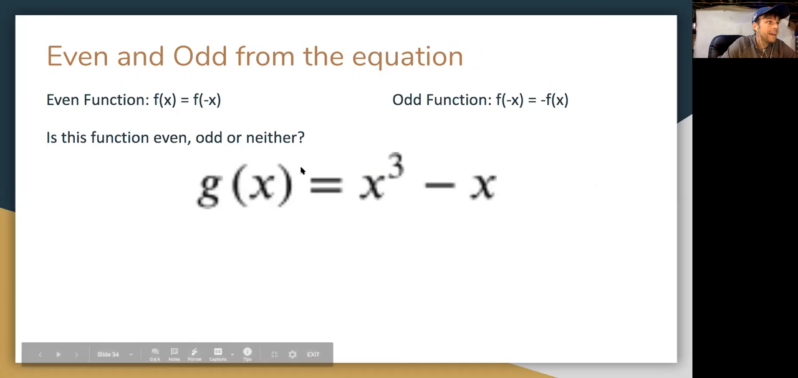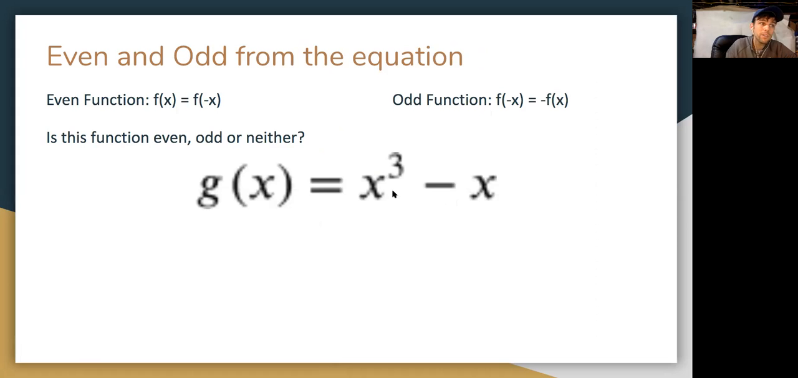All right, so let's go ahead and look at what happens when we talk about it in terms of an equation. If we have the equation, how do we decide? So for an even function, f of x is going to equal f of negative x. And for an odd function, f of negative x is going to equal the opposite of f of x. So algebraically, we can quickly show that. So looking at this one, is this function even, odd, or neither?